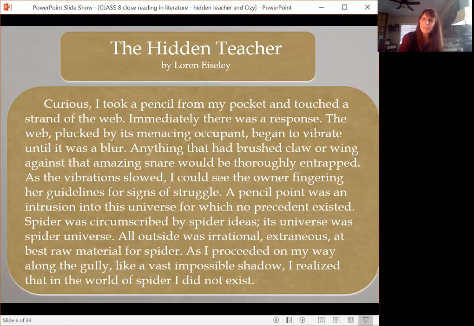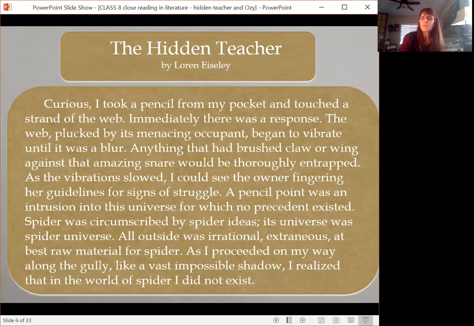As I proceeded on my way, so the scientist is leaving our orb spider and her web, along the gully, like a vast, impossible shadow. It's pretty ominous and tall. I realized that in the world of spider, I did not exist. Now, he's already set that up, right? Is that the lesson, though?